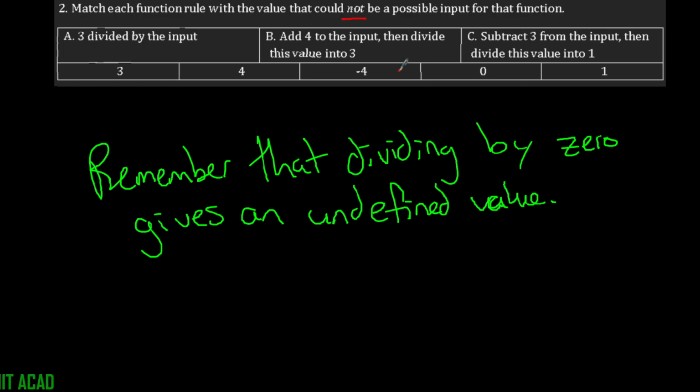So it says 3 divided by that input, well, that's going to be 0. So that one crosses out. Add 4 to the input, then divide this value into 3. So we're going to say this is going to be negative 4, because if you have 4 plus a negative 4, it's going to be 0, and it can't divide by 0. And then lastly, it says subtract 3 from this input, and then divide that value into 1. So 3 minus 3 is going to be 0. 1 divided by 0 is an undefined number. So for each of those, just make sure you can't do that because it's an undefined value.